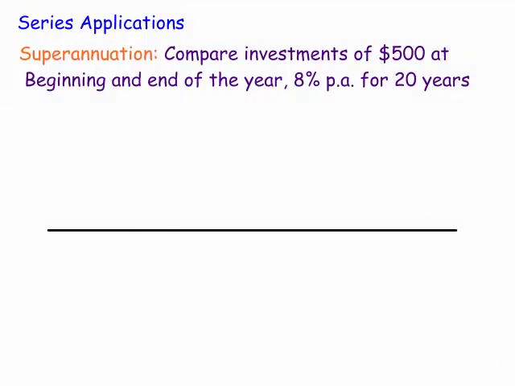Today we're looking at a series application called Superannuation. I always recommend you first draw a timeline. Start here and put some years, 1, 2, say 3 years, and then dot, dot, dot. Always put the row at the end. This is the 20th year, and then maybe step back a couple, 19.